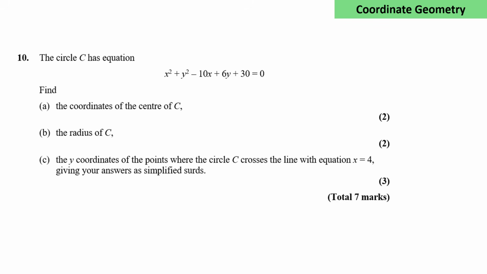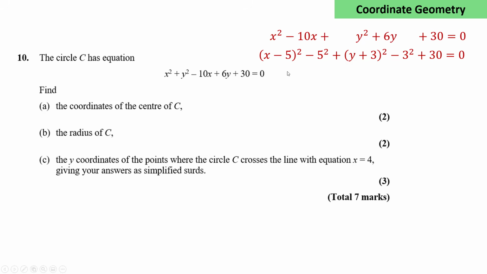Sometimes the circle questions ask us these things in the opposite direction. We're given the equation of the circle and we have to find the coordinates of the centre and the radius. Here we group together the x and y terms and we're now going to complete the square. So for the x squared minus 10x, that will be x minus 5, half the x term, all squared. We've got to subtract the extra 5 squared. Similarly for the y terms, y squared plus 6y will be y plus 3, half the number of y's, all squared, minus 3 squared. We add the 30 equal to 0.